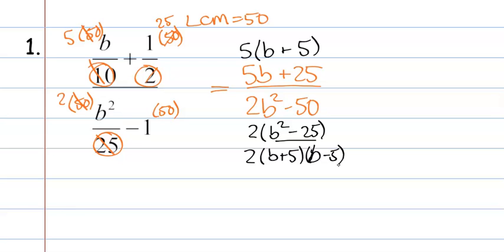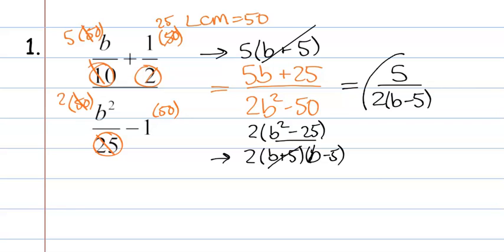So we're only looking at the top and bottom one. And we're going to cancel b plus 5 and b plus 5. And that's the only thing that cancels. And we are left with 5 on top and 2 times b minus 5 on the bottom. We can leave it just like that. And there it is. So that's much less complex.